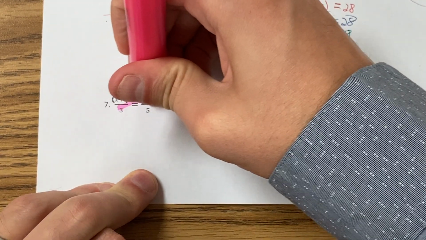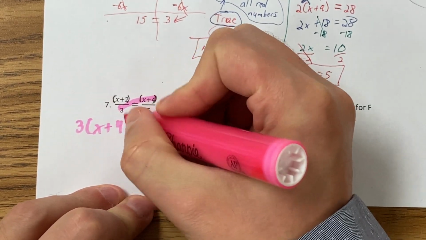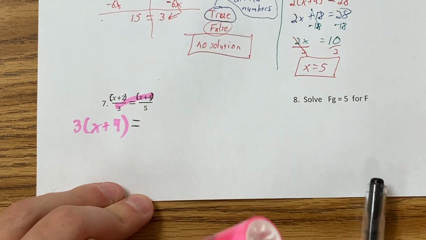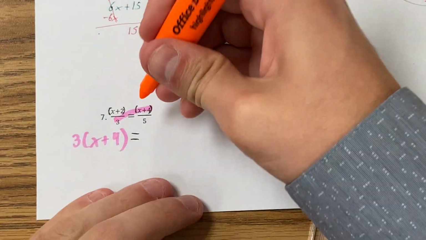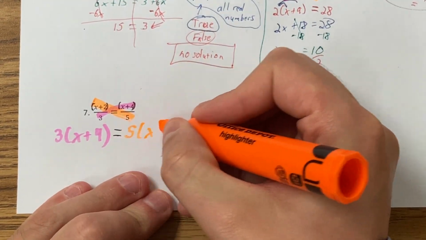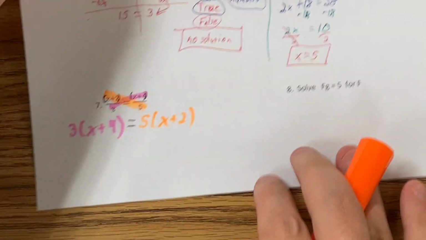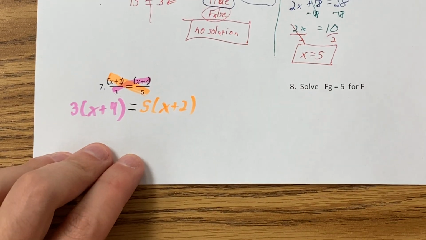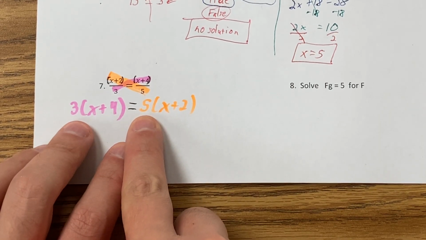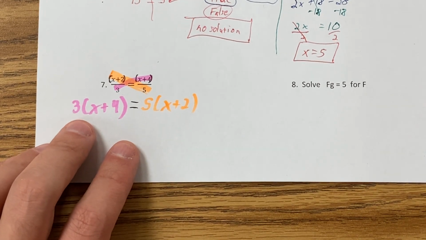So 3 times x plus 4 is equal to 5 times x plus 2. They are being multiplied, right? And I always put the whole number in front of the parenthesis. It's just easier to visualize that you're going to distribute. Oops, did I just give it away?